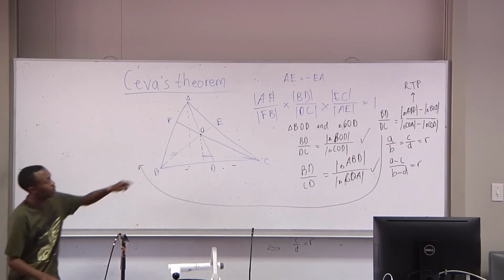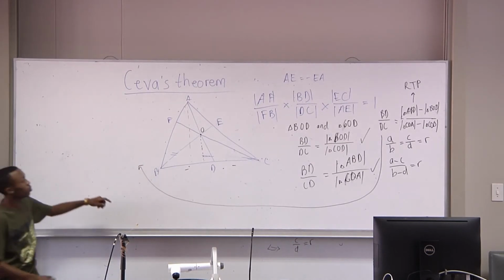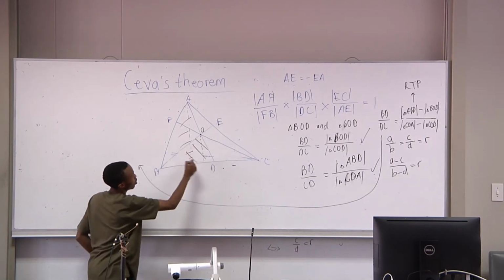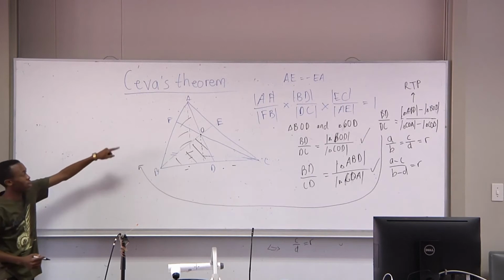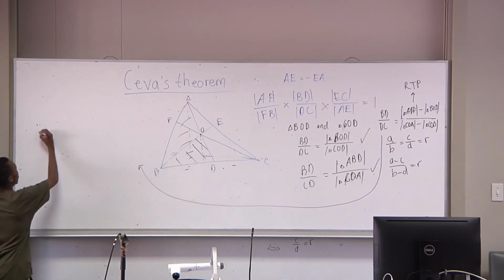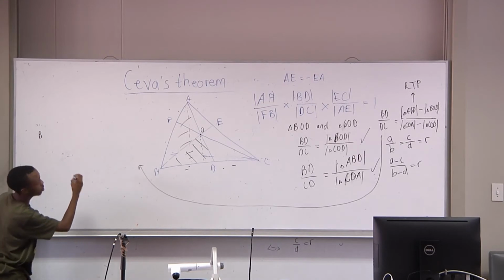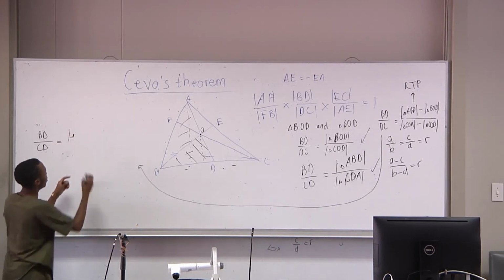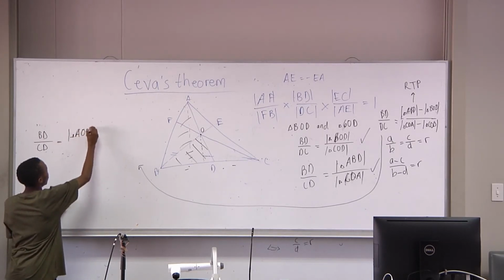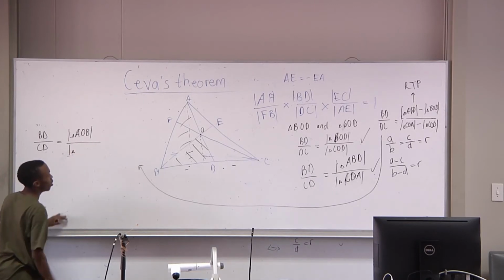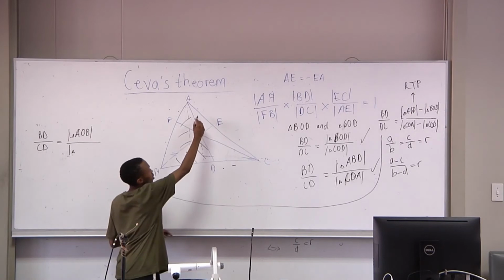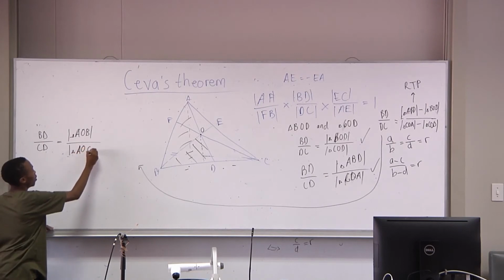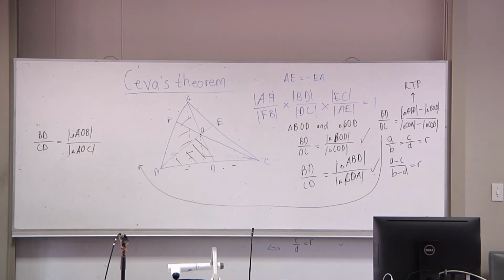So now the area of ABD minus the area of BOD. So if you have ABD and you minus BOD, this small one, it's just this remaining. So it's just AOB remaining. So it's AOB. And similarly, if you subtract this from the small one, you get AOC. So that's what BD over CD is.